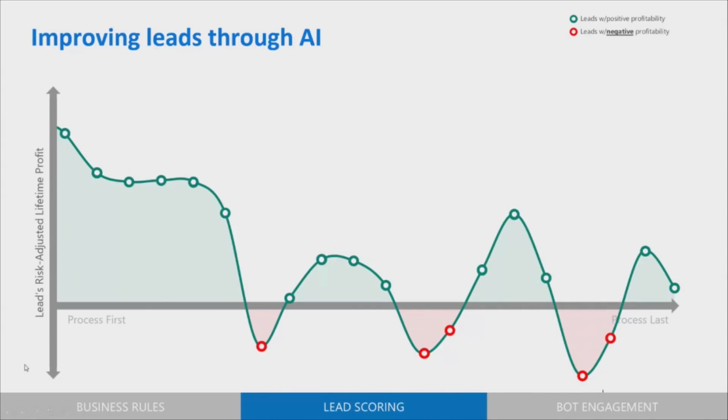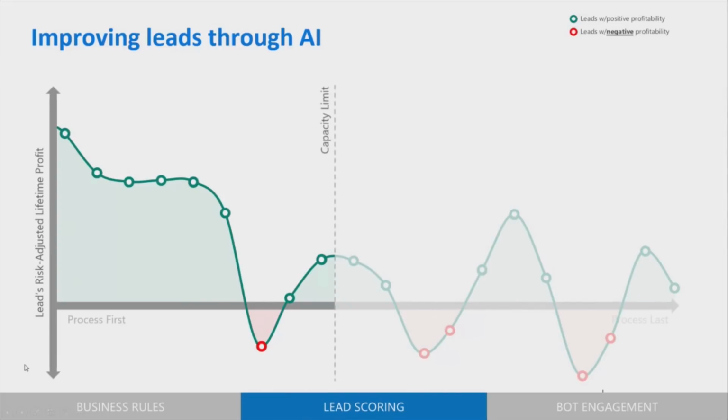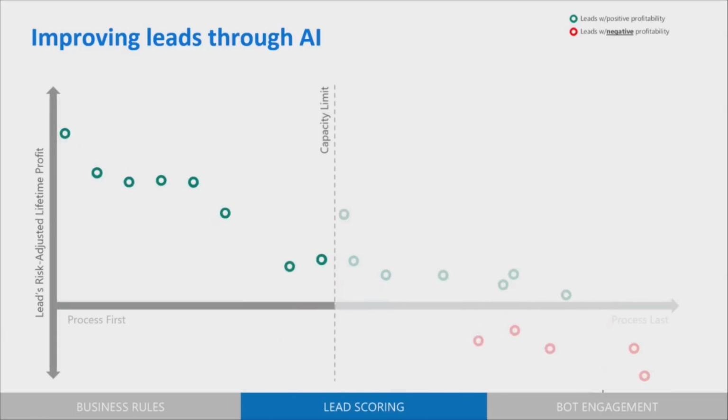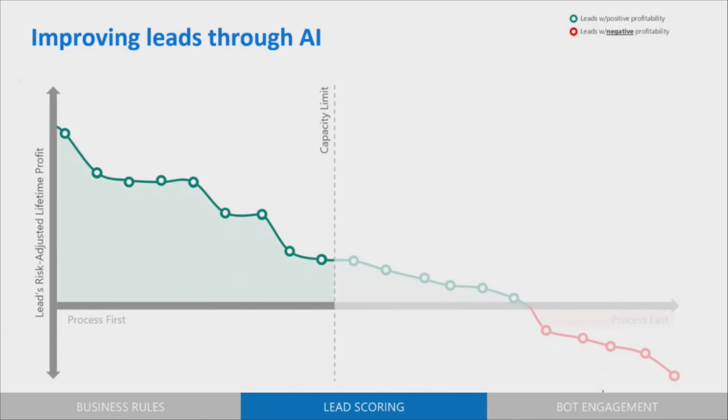Additionally, we have capacity limits. We can't call all of the leads. And so these leads on the right, you're missing out on because the seller is not calling them. And these are clearly not profitable. So we employed machine learning to drive our lead scoring. And we got a curve that looks a lot more like this. And this is great because now we're prioritizing the most valuable leads and we're avoiding processing leads that are unprofitable.